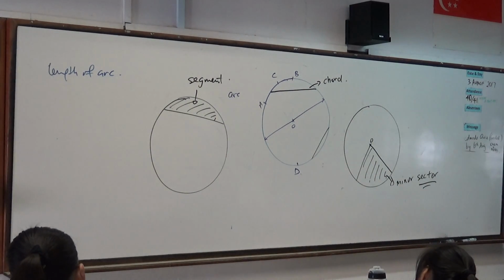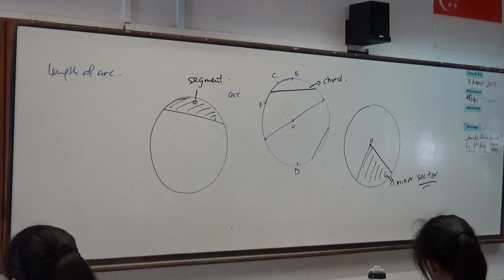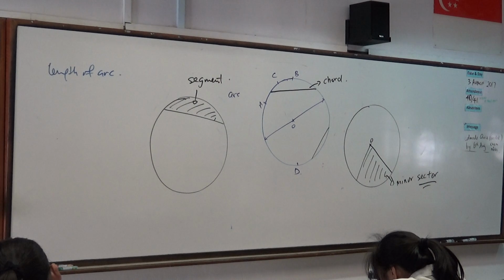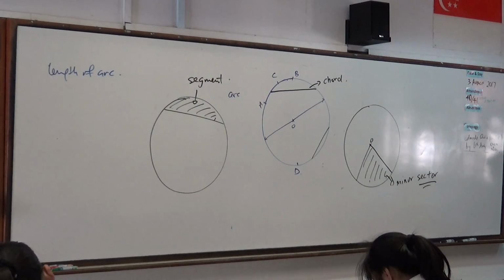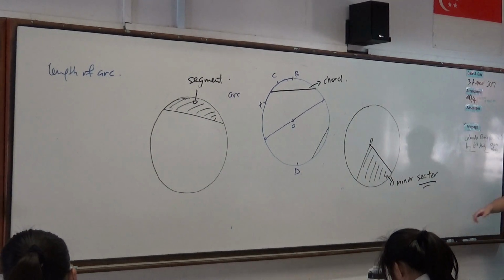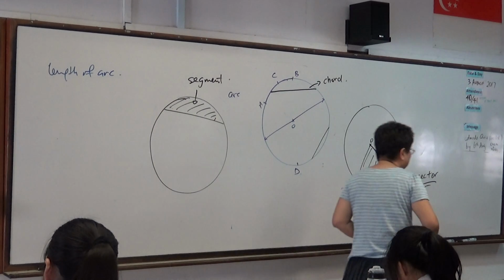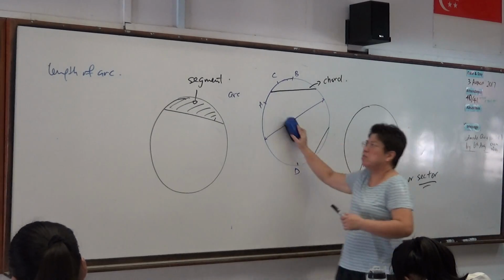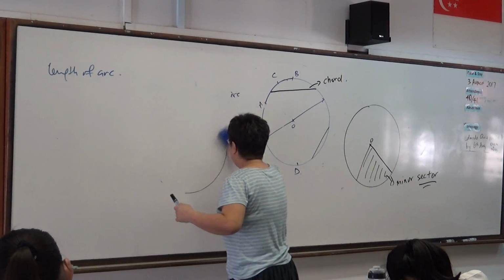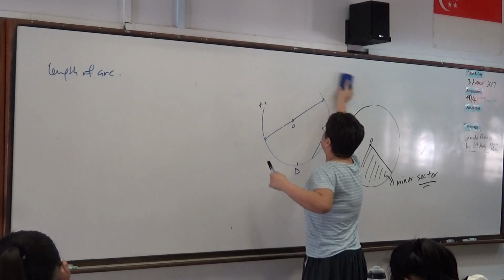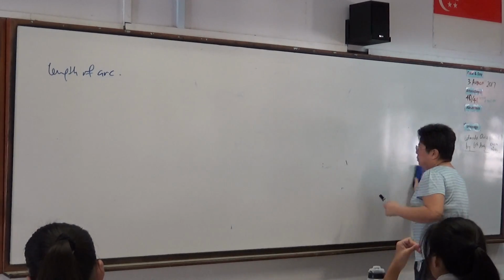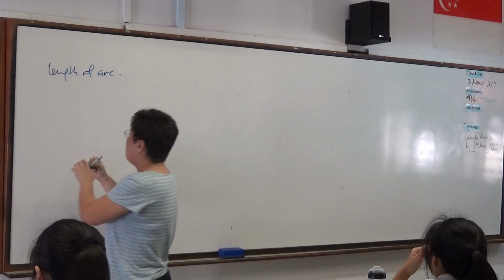Okay? So, first page, page 247. They tell you what is a chord, what is a minor arc, major arc. Then they tell you what is a minor sector, major sector, and minor segment, major segment. Are you all okay? Okay, next I'm going to introduce to you the length of arc. Length of arc is learned in primary school. So primary school teacher says, don't laugh at me, alright? Your primary school teacher says this: can someone tell me what's the circumference of a circle?